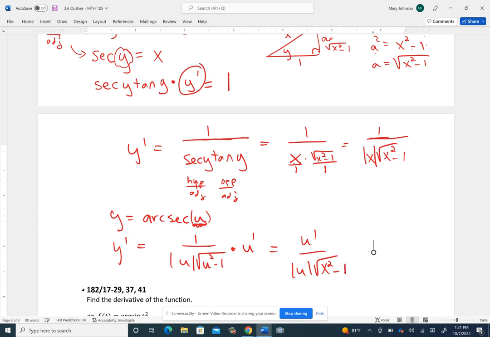Okay. All right, so I just wanted to derive a couple of them, also go over the gist of what an inverse trig function would be, and then in the next video, I'll work these problems.